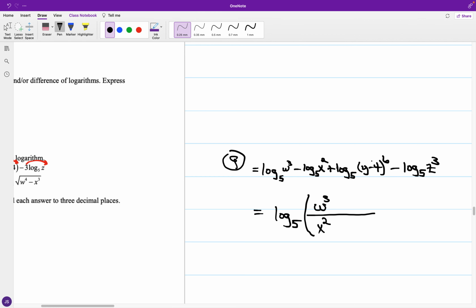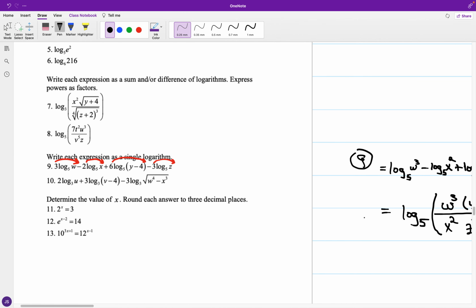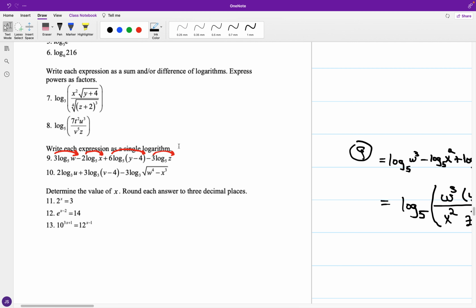Then we have y minus 4 to the 6th. This comes from a positive, so that will be in the numerator. And with z cubed, this comes from a negative base 5 logarithmic term, and in the consolidating, z cubed will go on the bottom. And for what we have in the case of number 10, we've got a radical that is in the mix.